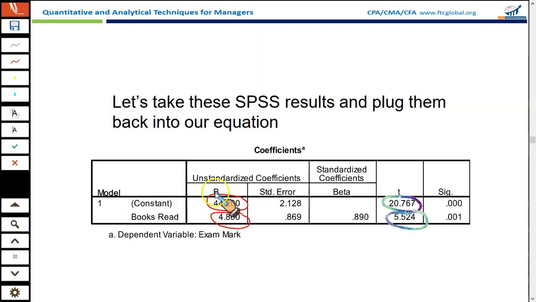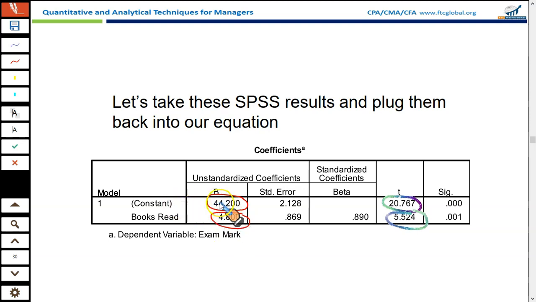Here, look at this. This is your B1, the constant, the intercept, 44.2. What does it tell us? It tells us that if a student reads 0 books, their marks will still be 44.2%. And B2 tells us that for every extra book a student reads, their exam marks increase by 4.8%.